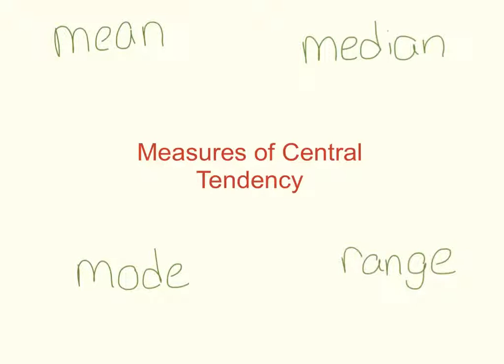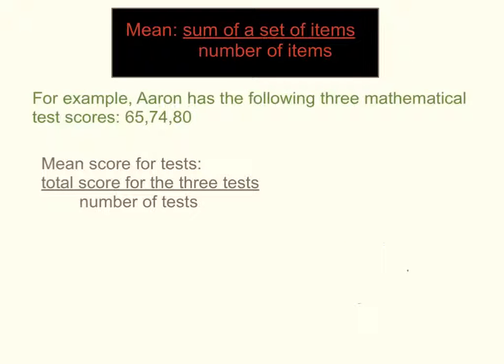Today's lesson is on measures of central tendency: mean, median, mode, and range. The first measure of central tendency we're going to talk about is mean. Mean is also known as average, and it is the sum of the set of items divided by the number of items in the set.